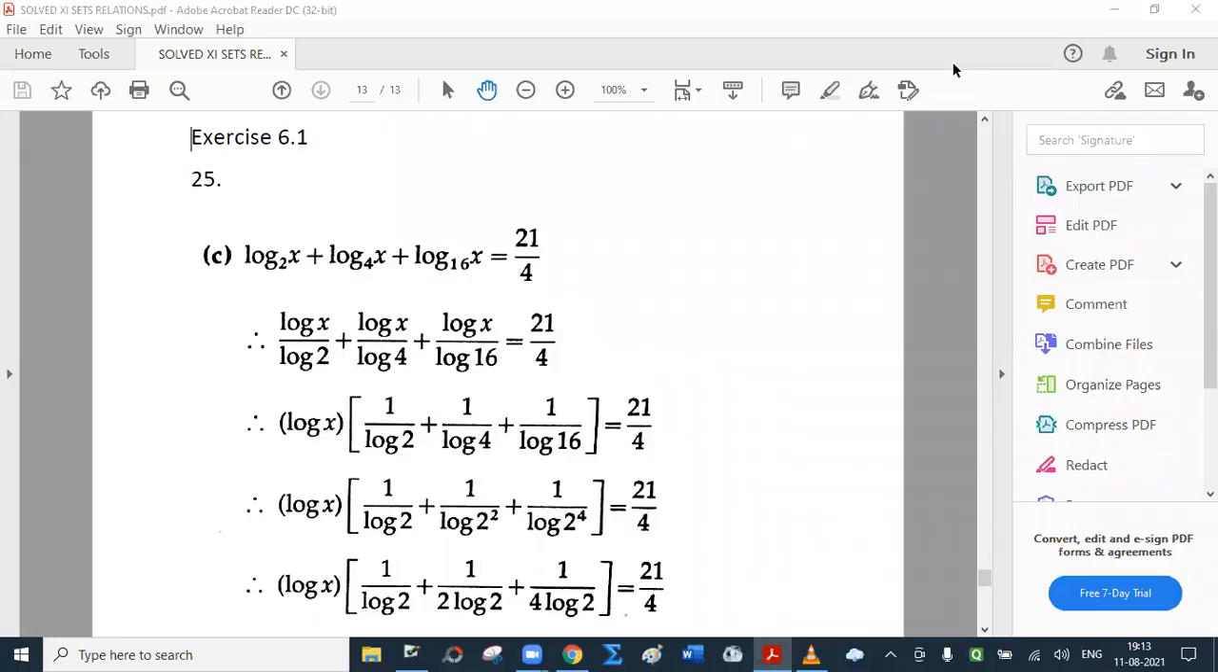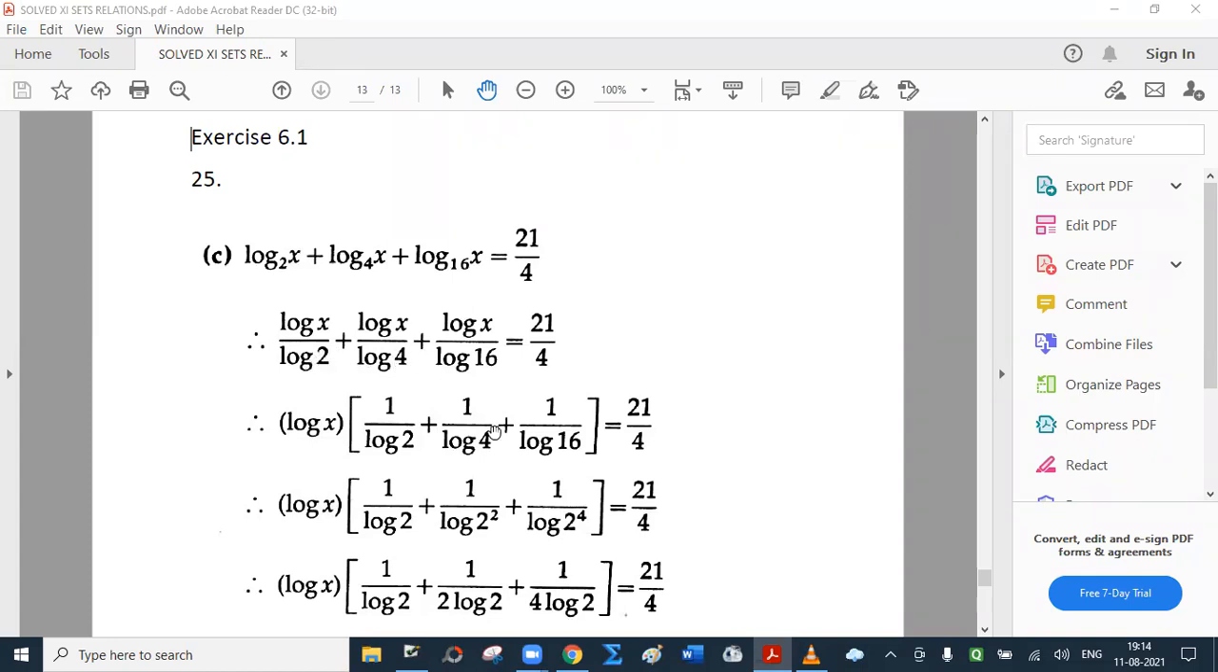Now this is an important sum. Let me explain first, but do write the solution after the lecture. Log x to the base 2 plus log x to the base 4 plus log x to the base 16 equal to 21 by 4. Now change the base. You may ask me, but change the base to what? Say 10. You need not mention that.